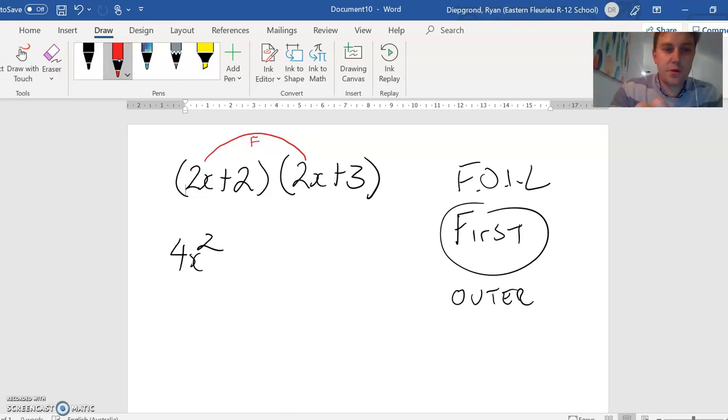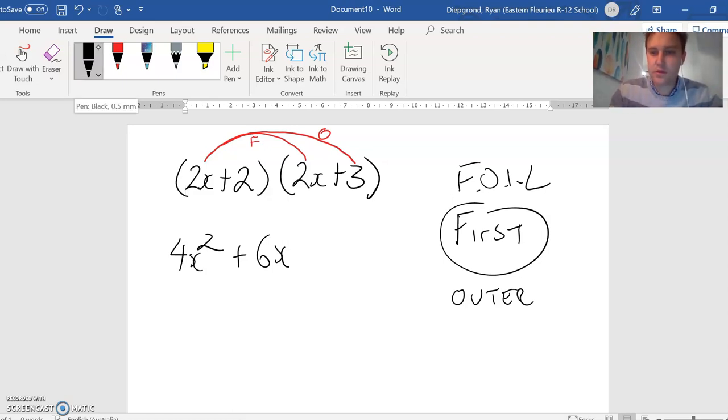All right, so the second part is the outers. This refers to the first term multiplied by the last term of the second bracket. So they're the outer ones. We've got 2x here multiplied by 3, which is 6x.